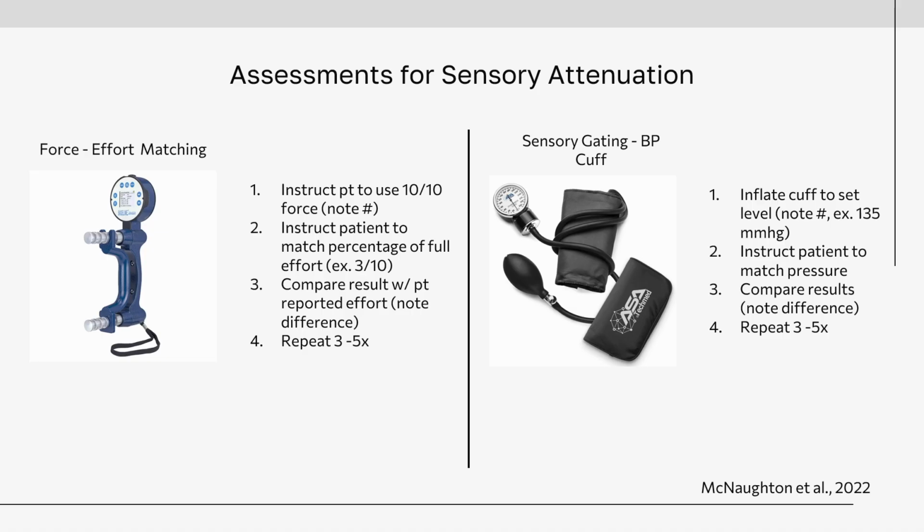For the sensory gating and the blood pressure cuff, the farther they are off from the number that was set initially shows you, to some degree, the level of impact to sensory attenuation and the internal model they currently have. And over time and repetition, we're looking for those numbers to even out, for them to get closer to the blood pressure cuff number, and for the RPEs, for the force effort, to match. And then again at the end, for the force, the actual force from the dynamometer to match as well. We are playing a matching game with this one.